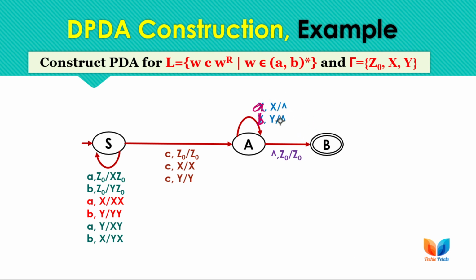So here if the input is null and the stack top is Z0, we move to the final state, or the acceptance. Here we have A as input and stack top X, replace with null. Okay, and here we have B and stack top is Y, and move to the next state, or the acceptance by final state. And this is the way we use the given stack symbols for every push and pop operation. We will not be using the input symbols anymore if the stack symbols are mentioned in the statement.